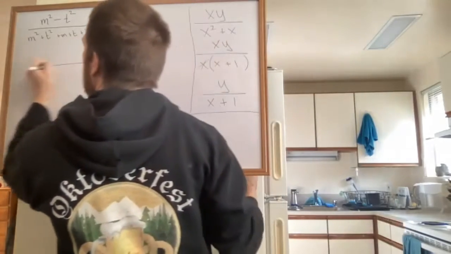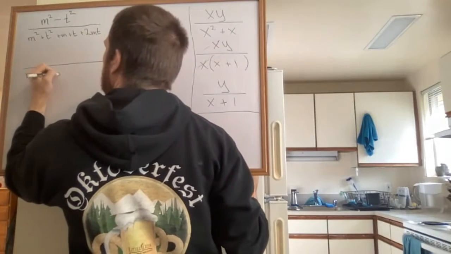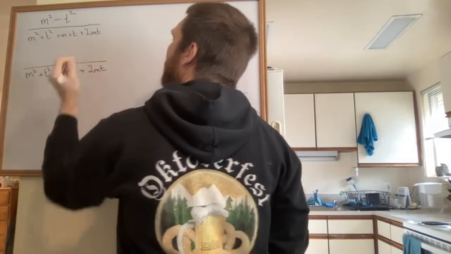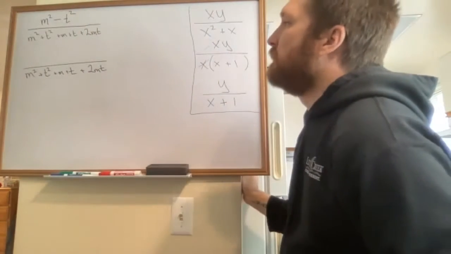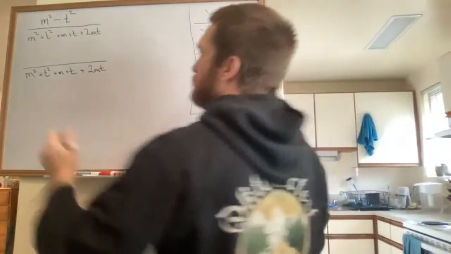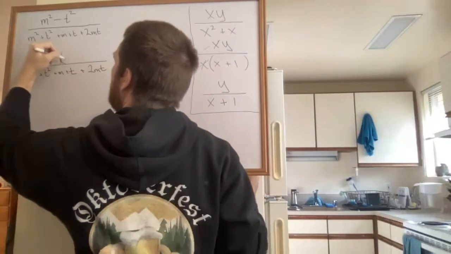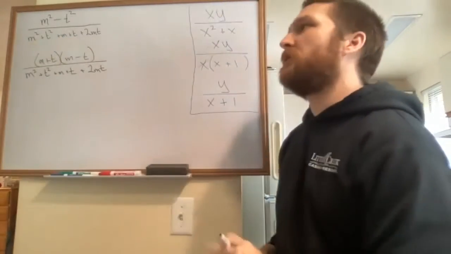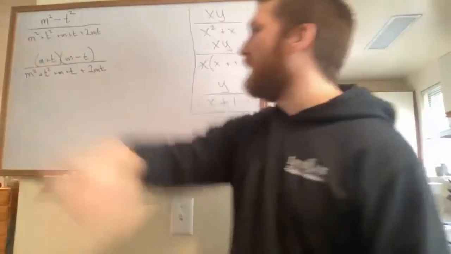So I'm going to copy the denominator without changing it. What do I get when I factor the top? M plus T times M minus T. You should be able to do this in your sleep, right? Like I see a difference of squares, boom, that's what it is.